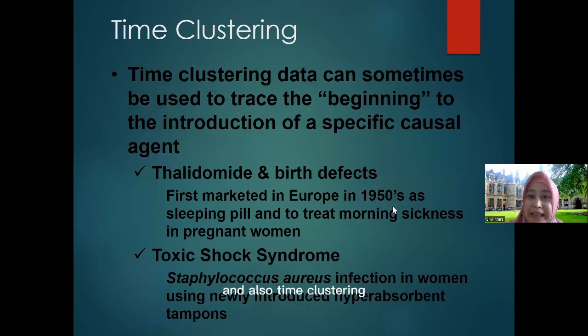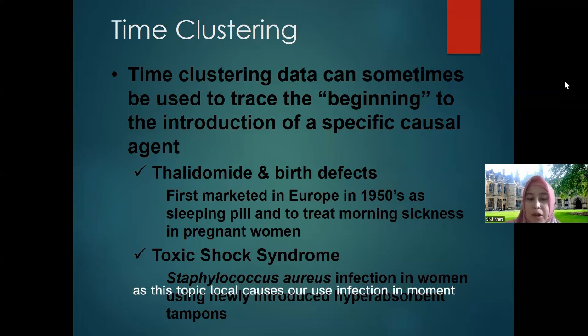And also time clustering data can sometimes be used to trace the introduction of a specific causal agent. So for example, thalidomide and birth defects, or toxic shock syndrome, the Staphylococcus aureus infection in women using newly introduced hyperabsorbent tampons.